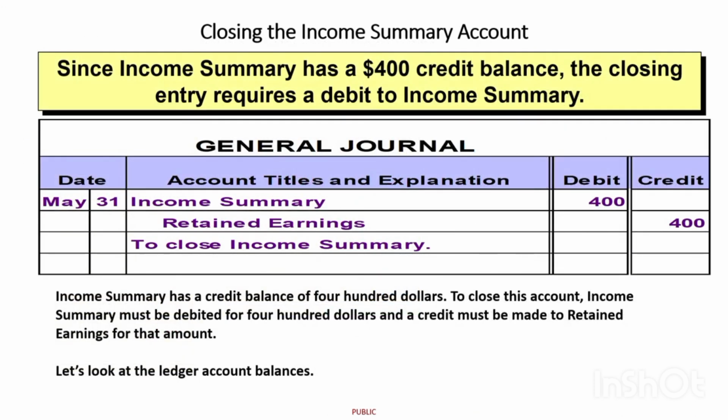So now closing the income summary account. Since income summary has a 400 credit balance, the closing entry requires a debit to income summary. So its journal will be income summary debit 400 and retained earnings credit 400. So again both are equal. So the income summary has a credit balance of $400. To close this account, income summary must be debited for $400 and a credit must be made to retained earnings for that amount. So now let's look at the ledger account balances.